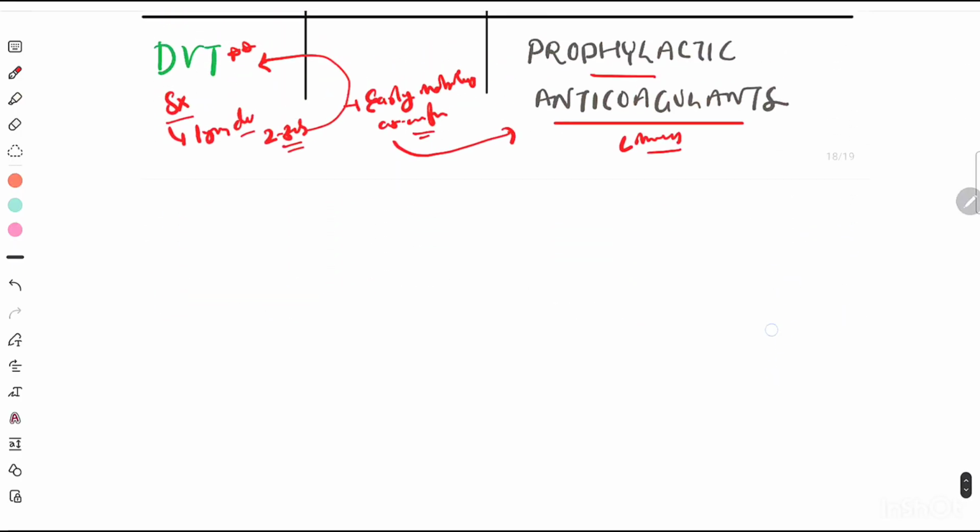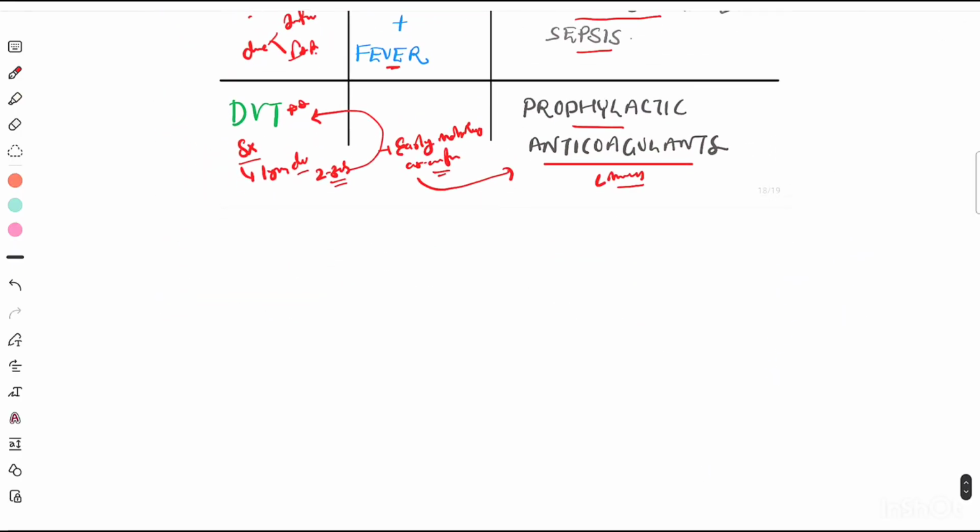So this is all about the topic of appendicitis.